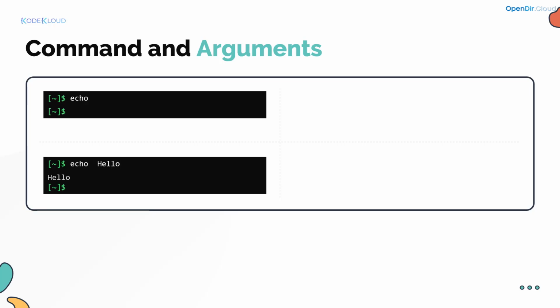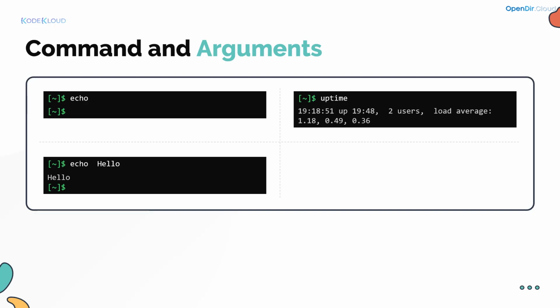As an example, type in the command called uptime. This is used to print information about how long the system has been running for since the last reboot, along with other information. This command does not need an argument.